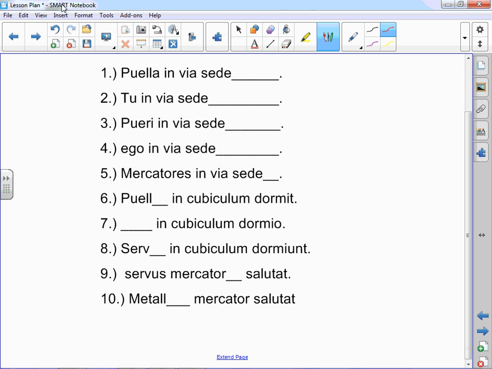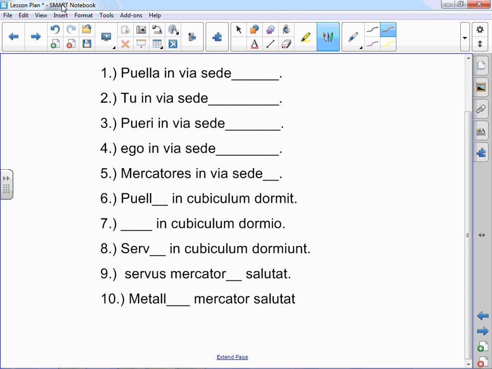Okay, this is a test review for stage 5. This is the quiz that you took today. What it is asking you to do is determine the number of either a noun or of a verb based on the information that you're given. In the first sentence, we have puella ... sede. We need an ending for that verb.